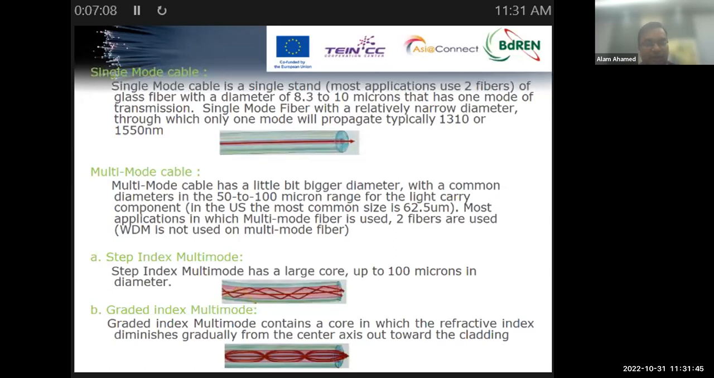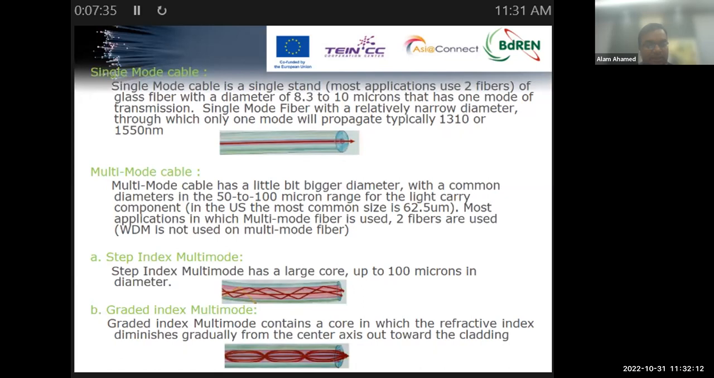Single mode cable is the single standard of glass fiber, with a diameter of 8.3 to 10 micrometers, that has one mode of transmission. Single mode fibers have a relatively narrow diameter. You can remember again, the single mode optical fiber diameter is 8.3 to 10 micrometers.